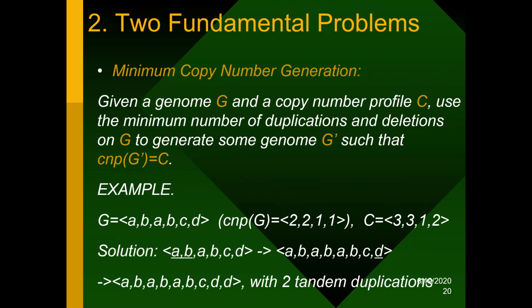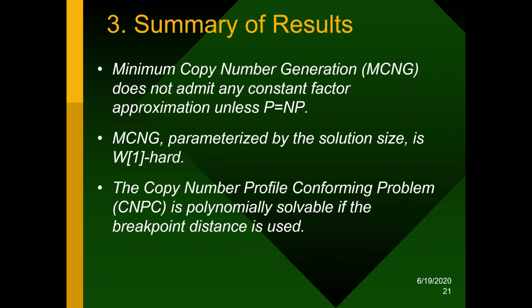So maybe I will skip this example. This is again the summary of results. I'm going to skip the second one, maybe just with one slide give you the generic idea for the W1 hardness proof. For the first one, the negative result, I'll give some details, but not all of them. I will give most of the details for the positive result. Hopefully I have about 10 minutes, so that should be enough.